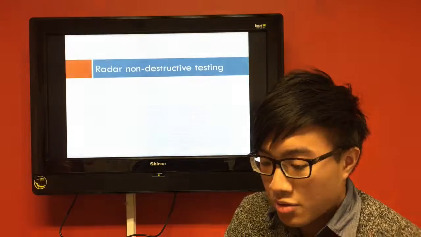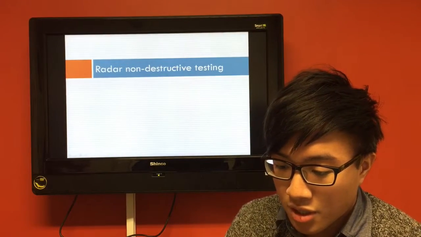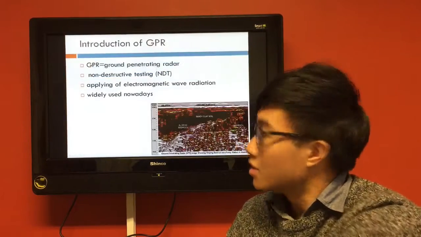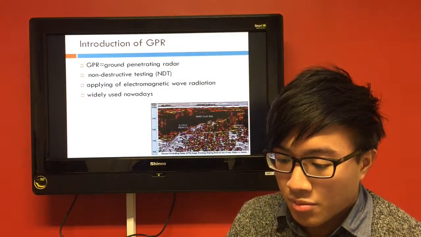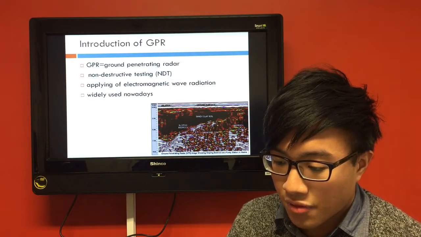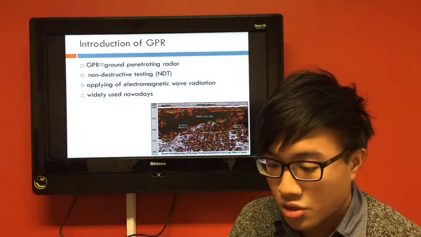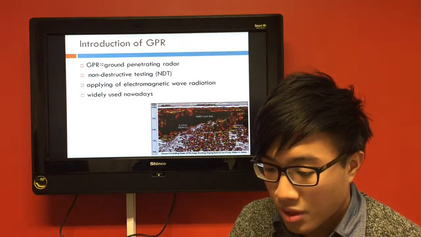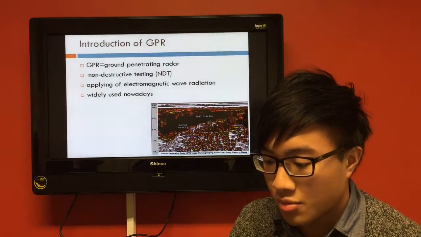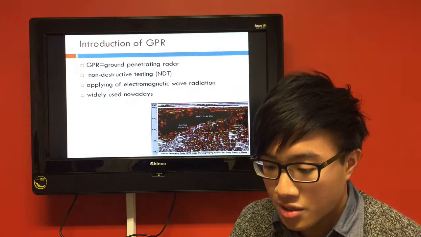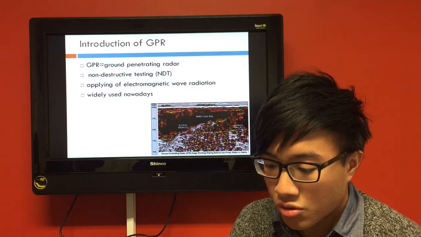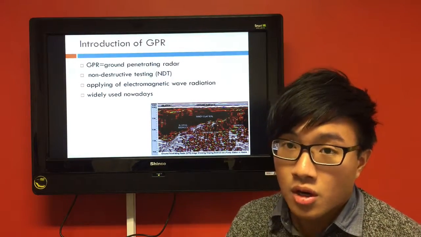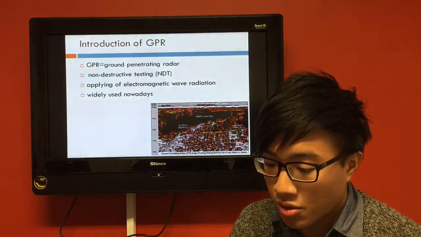I will first talk about ground penetrating radar, which uses radar waves. The method of using ground penetrating radar is a non-destructive test. The principle of ground penetrating radar is based on the application of electromagnetic wave radiation. It is widely used nowadays, including in geotechnology, detecting cracks, locating materials, and measuring the diameter of materials.